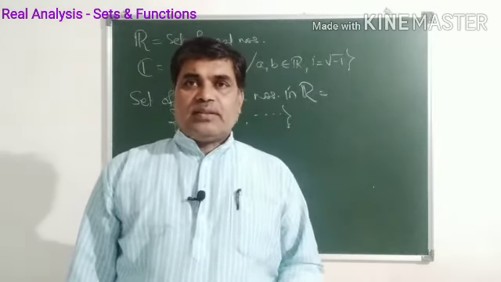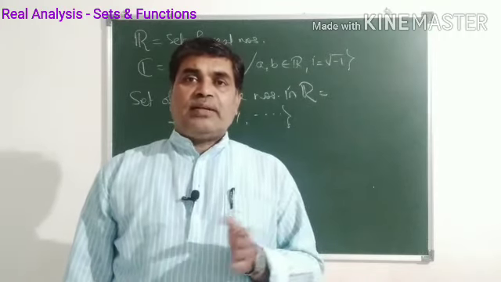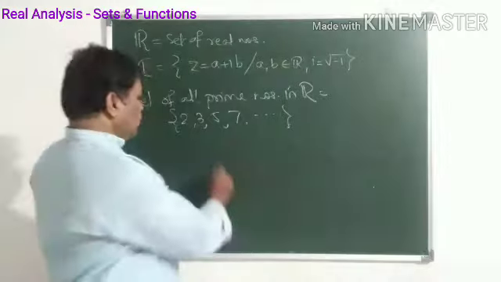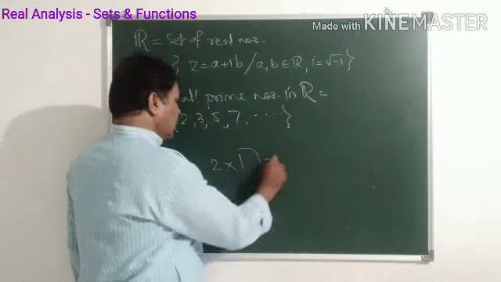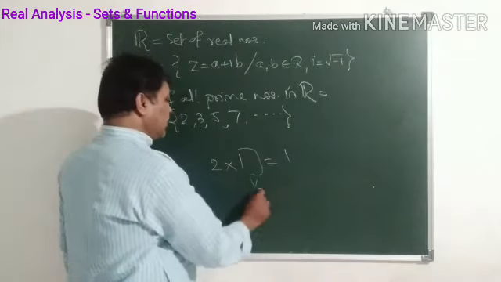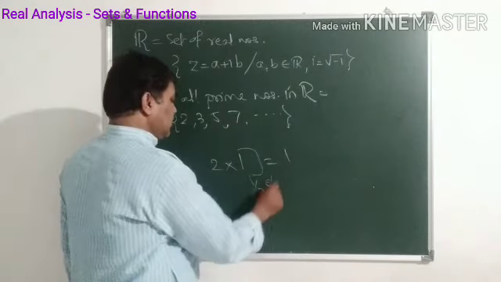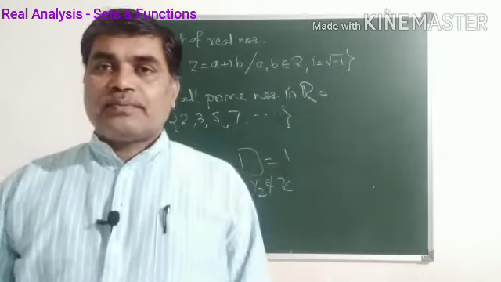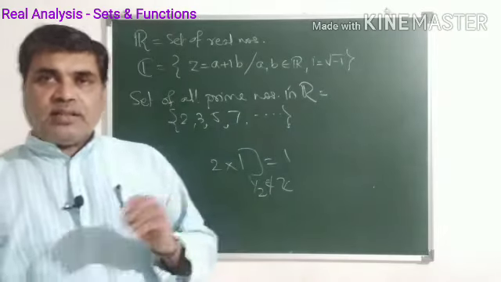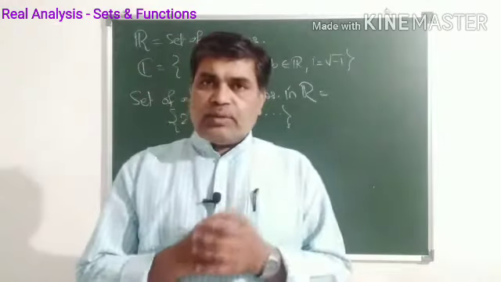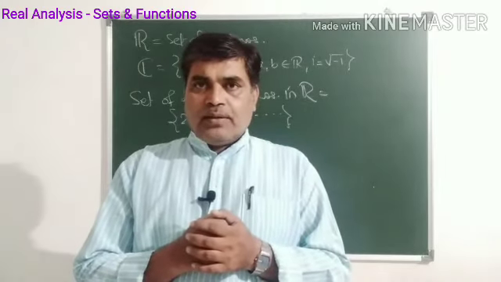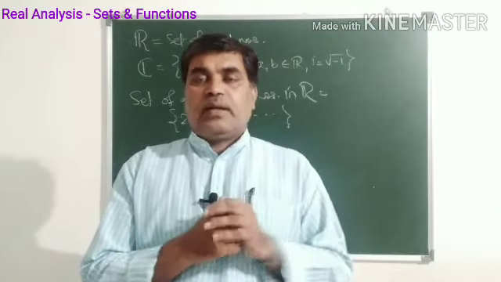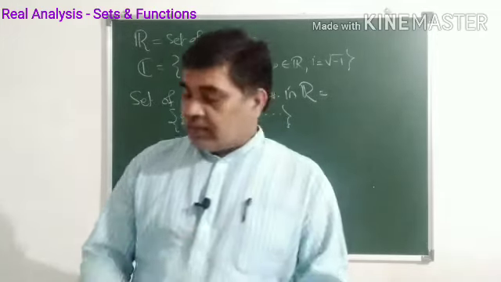For integers, every non-zero element may not have a multiplicative inverse. 2 into which element is 1? So 2 into half is 1, but this half doesn't belong to Z. It means 2 has no multiplicative inverse. So if A is a non-zero real number, then its inverse is 1 by A, and this property fails in the set of integers. And that's why the set of integers is not a field.